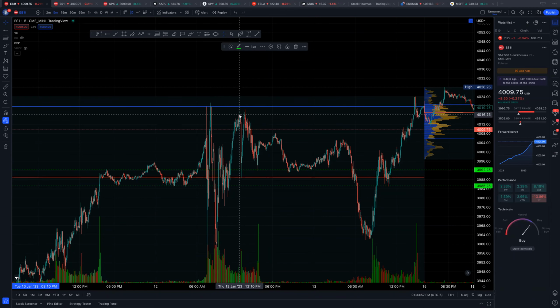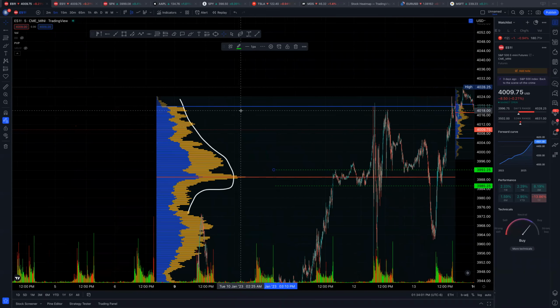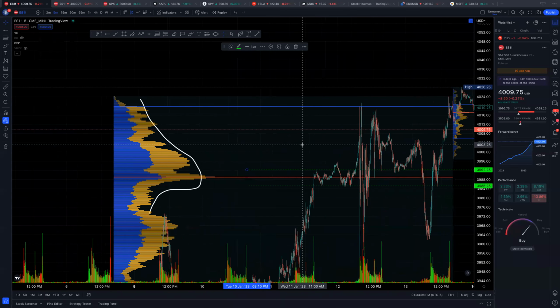We have to go back in time and try to find why price is chopping here. What did the previous volume profile show us? But we're going to see that later on.